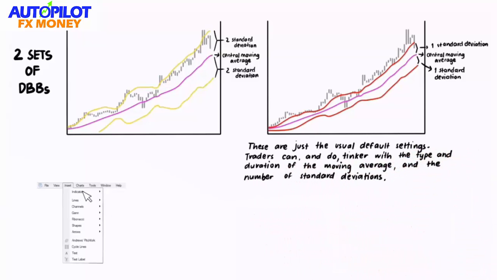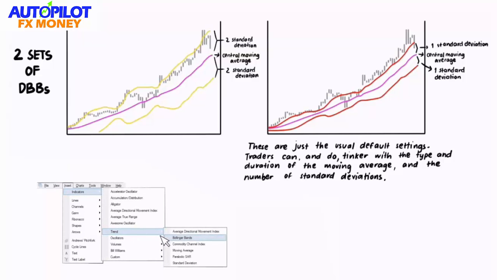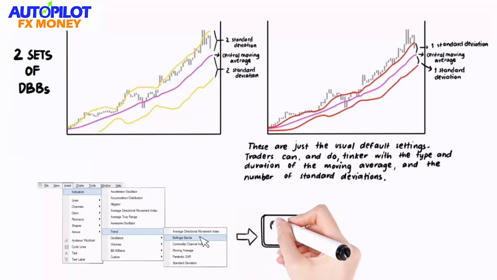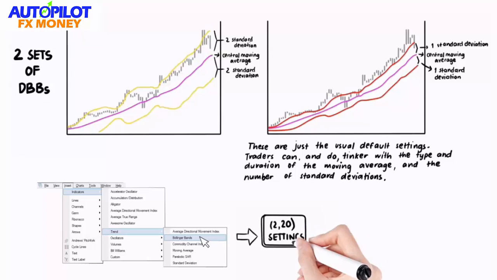Here is how to plot DBBs. Creating DBBs is easy. First, plot a standard set of BBs. Using a typical charting package, that means going to your menu of technical indicators and just selecting Bollinger Bands, along with the standard 2-20 settings, which stand for two standard deviations and a 20-period simple moving average.